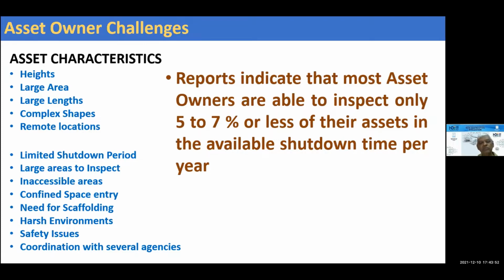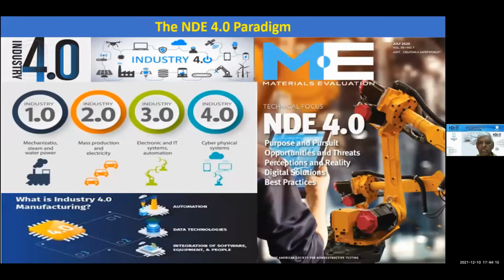And the challenge all of these people have is that they have to inspect them, but they have limited shutdown periods. The areas to inspect are large, inaccessible areas, hazardous environments, confined space entry, and things like that. And the general indication is that most asset owners are able to inspect only 5 to 7% or less of their assets in the available shutdown time per year, which is typically a week or 10 days every year.